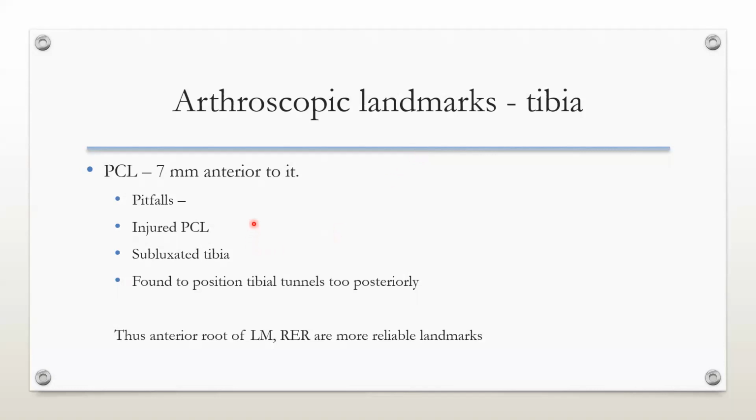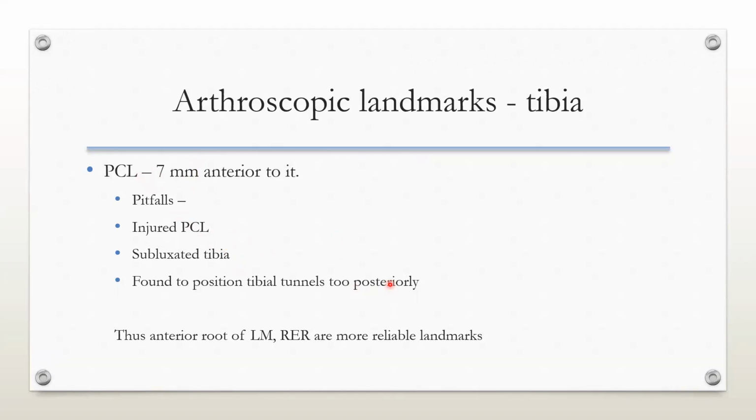So the drawback of this technique is that it cannot be used in knees with an injured PCL. In addition to that, in knees where there is a lax or non-functional PCL, there can be subluxation of the tibia. So taking a reference of 7 mm from the PCL in such cases would not be anatomical. And also studies have found that the position based on PCL tunnels is much more posterior to the anatomical center of the ACL.